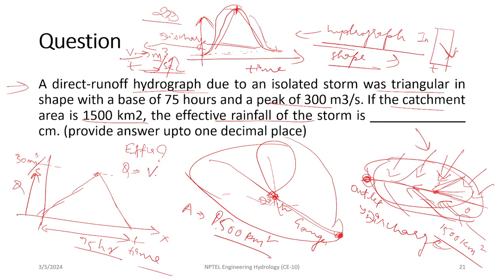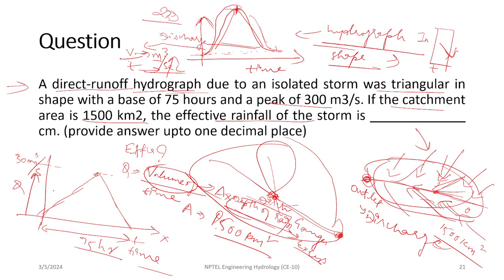So Q is nothing but the volume of water accumulated at the outlet over time, right? Now what about the volume? If we break out the volume, it will come up as area into depth. Depth of rainfall, and depth of rainfall is nothing but the excess rainfall only. Got it? It is talking about the excess, because it is already saying that a direct runoff hydrograph is there.